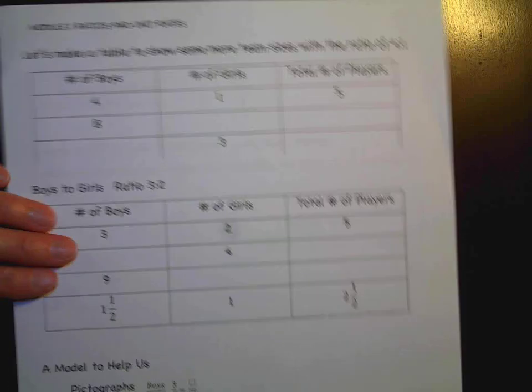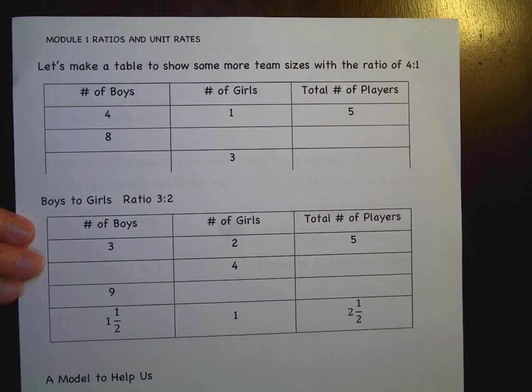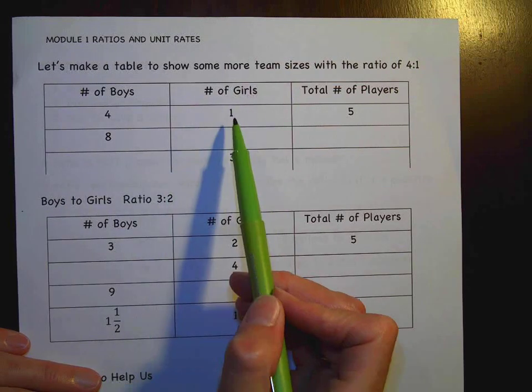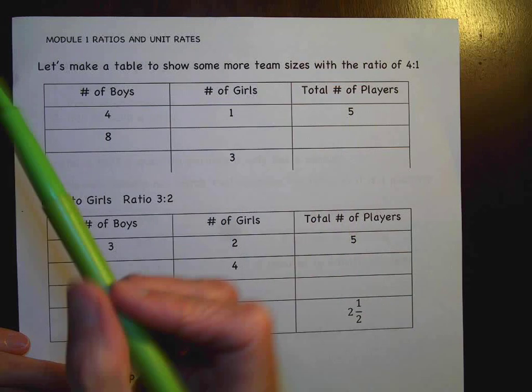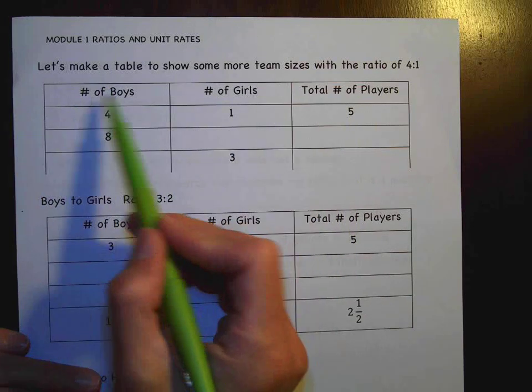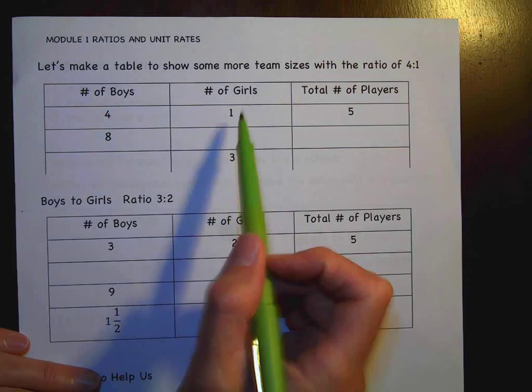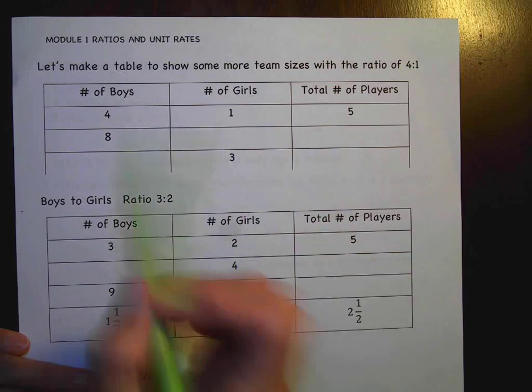But one of the things that we want to be able to extend and be able to do in this lesson is we want to make a table to show some more team sizes with a ratio of 4-to-1. So again, we have the number of boys compared to the number of girls, and then we have the total players. So we have to say the number of boys is 4, the number of girls is 1, and the total players would be 5.